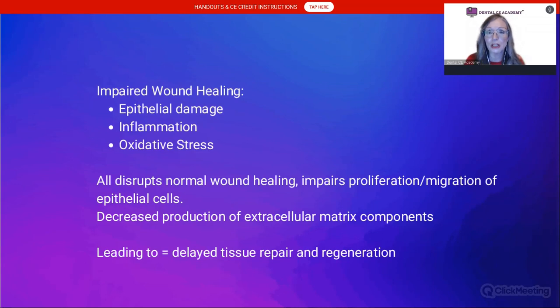And that impaired wound healing, leading to epithelial damage, inflammation, oxidative stress, all disrupts normal wound healing, impairs proliferation and migration of epithelial cells, decreased production of extracellular matrix components, leading to more delayed tissue repair and regeneration.